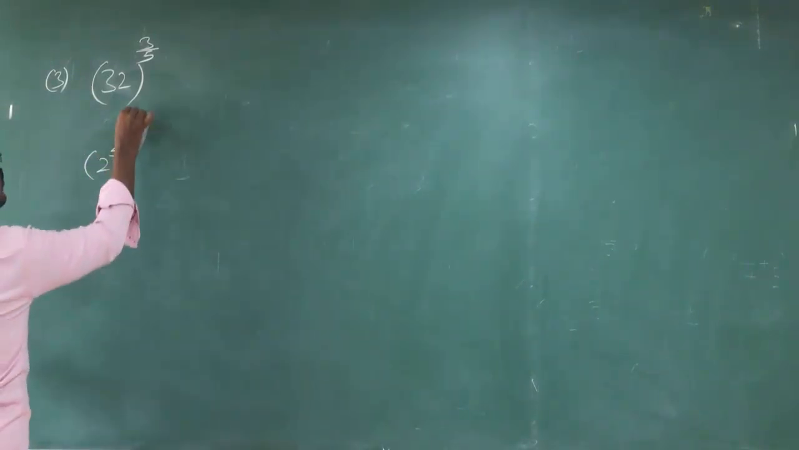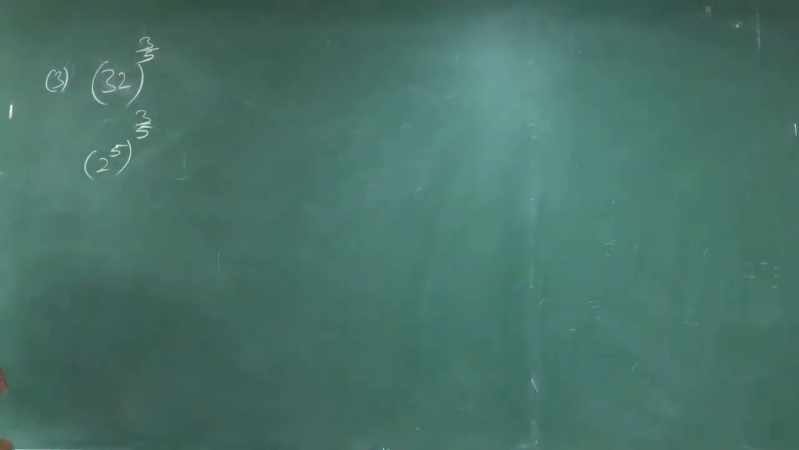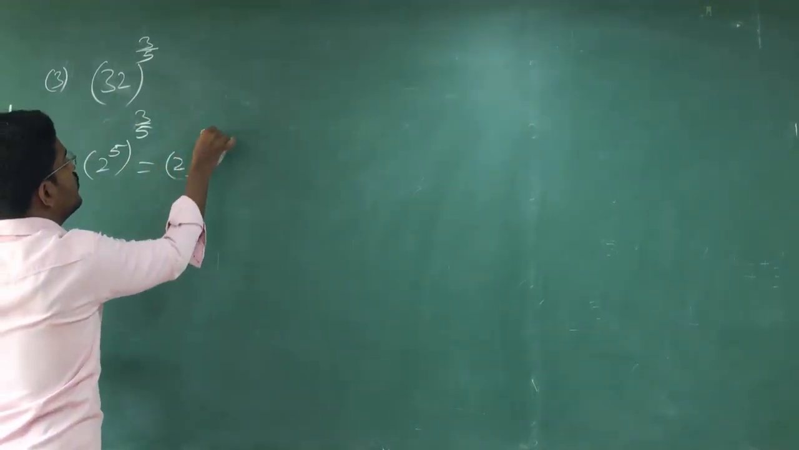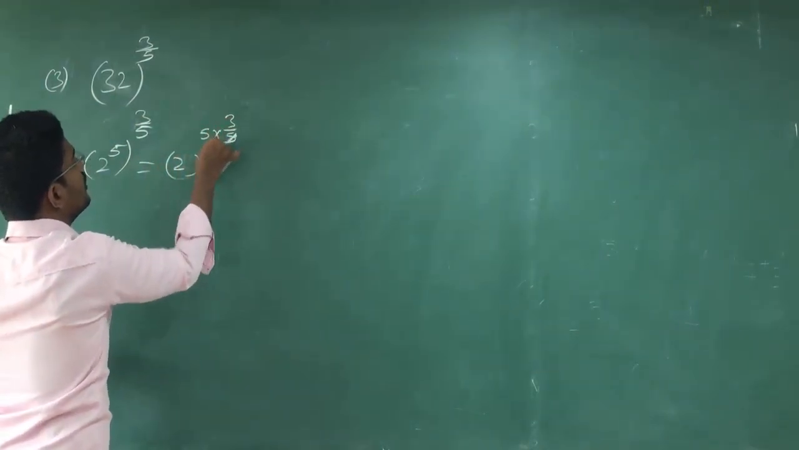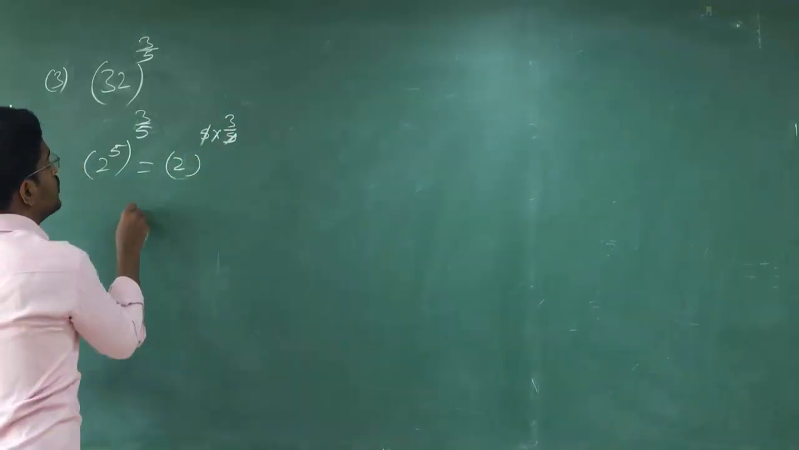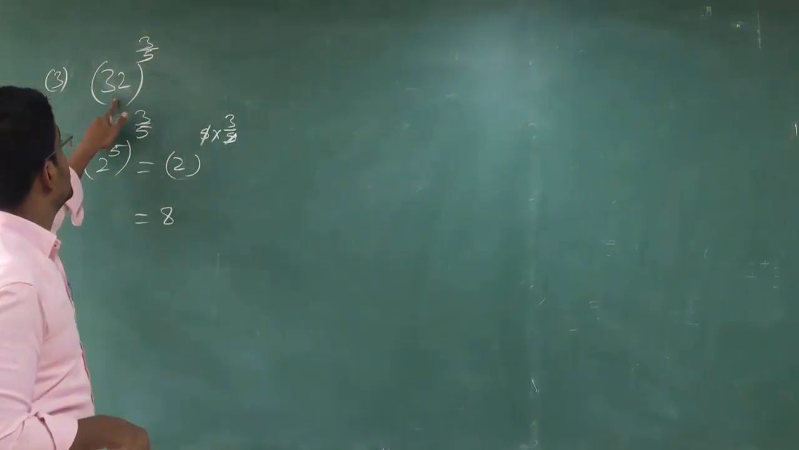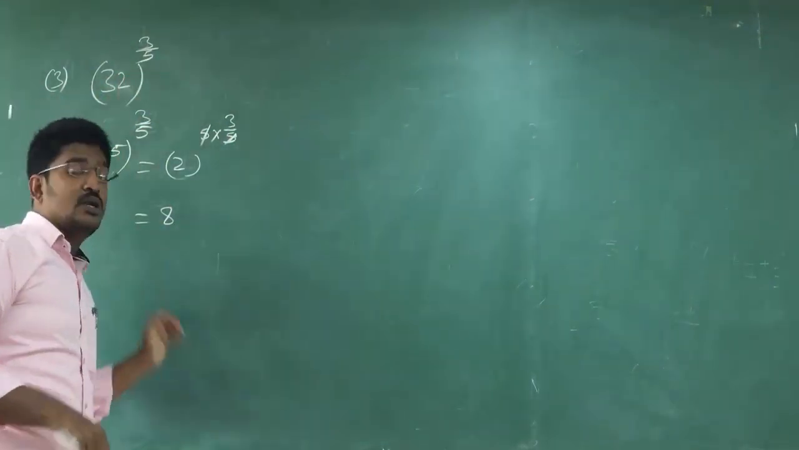Clear? So 32 to the power of 3 by 5. Now if I simplify 2 multiplied with 5 into 3 by 5, 5 will be cancelled, 2 to the power of 3 will be equal to 8. So 32 to the power of 3 by 5 is equal to 8.